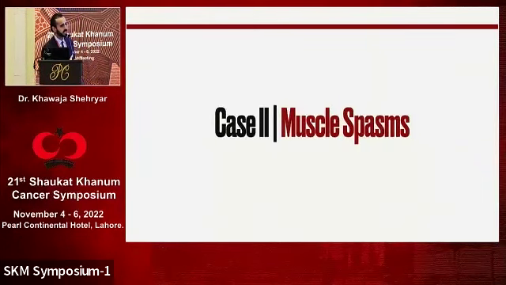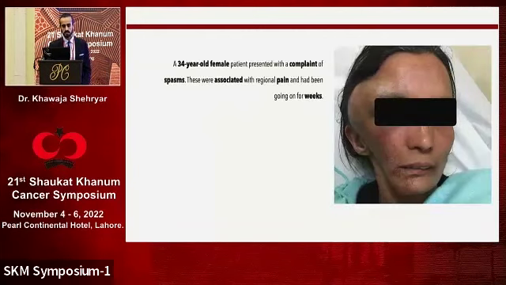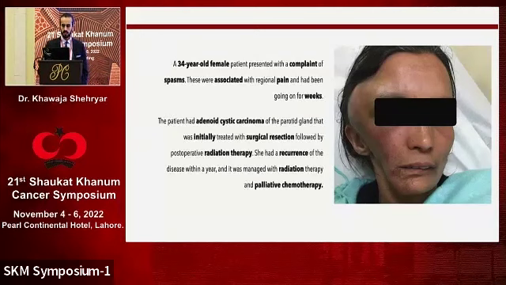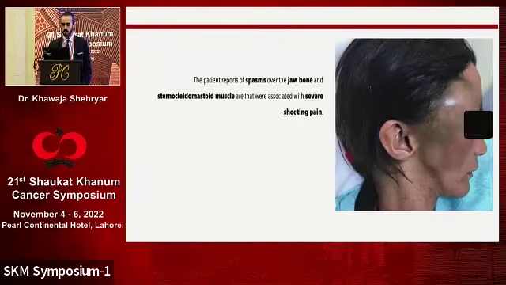So let's go on to another case. This is a 34-year-old female that I saw because she was complaining of spasms associated with regional pain that had been going on for weeks. Medical history of this patient was significant for adenoid carcinoma. This was initially treated with surgical resection of the parotid gland, but the patient had recurrence. And after that, the recurrence was in the temporal and infratemporal area.